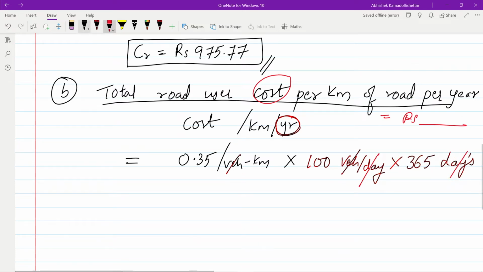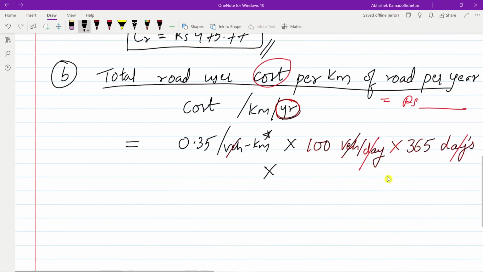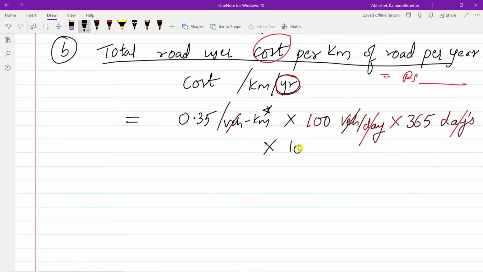So lastly, you have to multiply by what? The only thing that is remaining here is kilometer. Kilometer, you have to cancel. So how much kilometer will you take now? Be careful, you have to take the length of the road. How much length of the road they want to do the surfacing, that is the kilometer, 10 kilometers. So next I will just multiply into 10 kilometers.